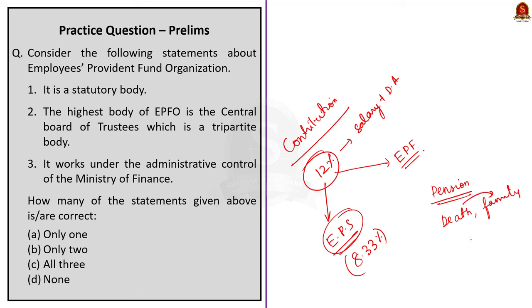An employee can start receiving the pension under EPS only after rendering a minimum service of 10 years, and he should attain the age of 58, or 50 years in the case of early pension, in order to get the pension. So note that no pension is payable before the age of 50 years. So this is all about the Employee Pension Scheme under EPFO.